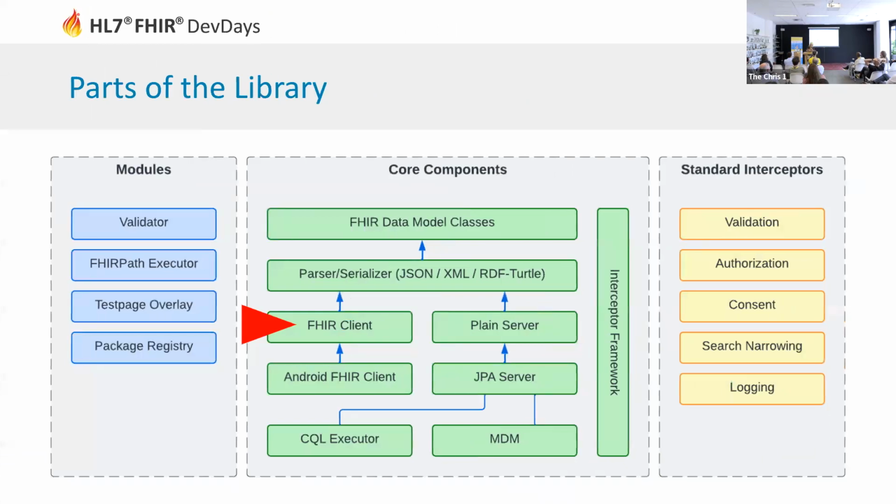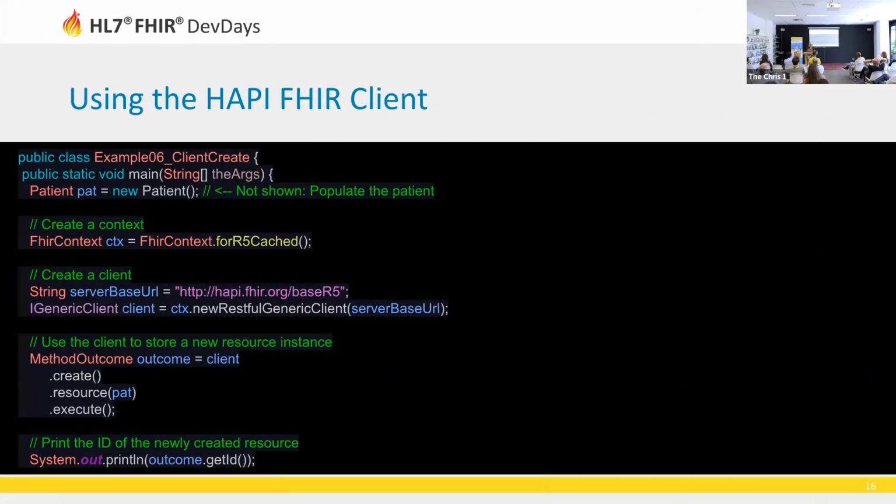So let's talk quickly about the client, how that works. Clients are really easy. As you can see here, once again, I ask for a context. I give that context a base URL for a server, and it gives me back a client. And out of that client, I can do all kinds of things. In this example, I'm calling a .create on it, and I'm sending that a resource. Client operations always end with .execute. So you've always got a chain of methods. If you're doing read or search or transaction, whatever FHIR operation you're doing, you chain a few methods together, and then you call .execute, and then it happens.